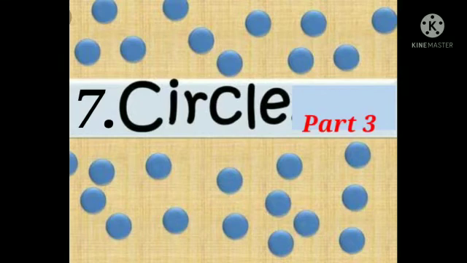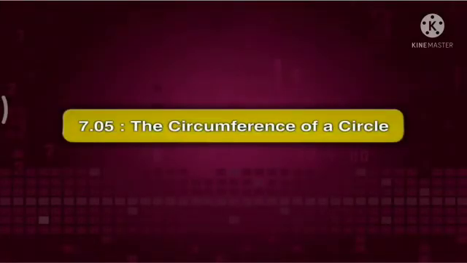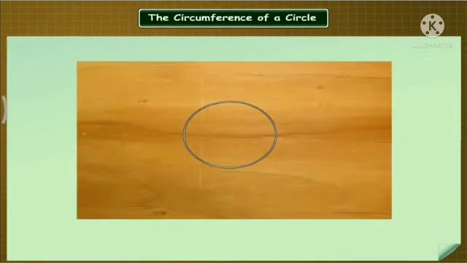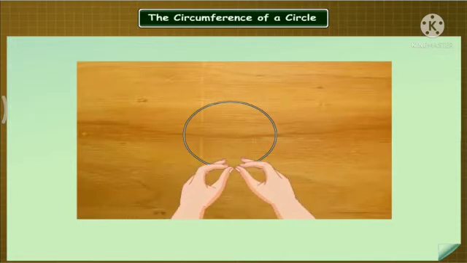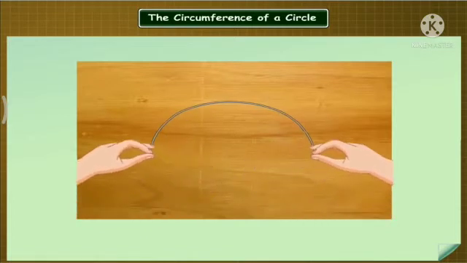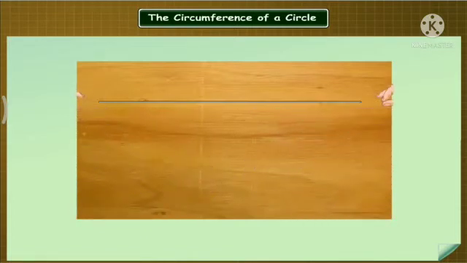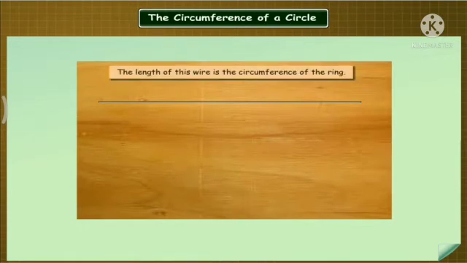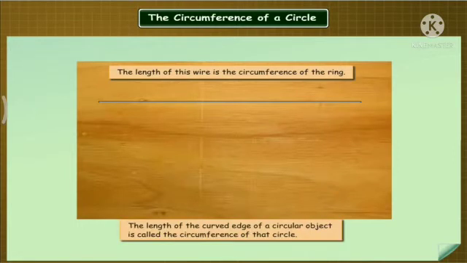Part 3. Now let's see the circumference of a circle. Now students, first of all, what do you mean by the circumference of a circle? Circumference means the edges of your circle. We have a ring made up of a wire. Cut it at any one point. Now straighten the ring and measure the length of that wire. The length of this wire is the circumference of the ring. It means that the length of the curved edge of a circular object is called the circumference of that circle.